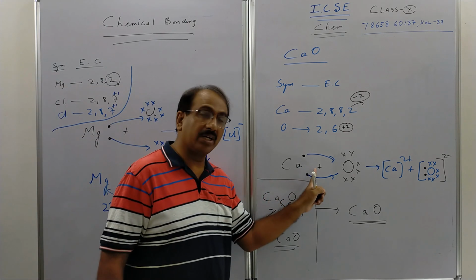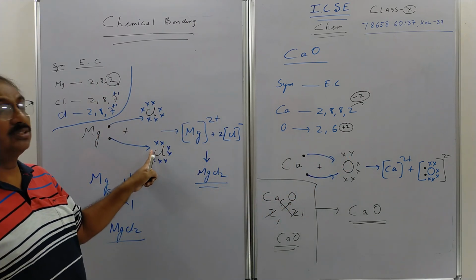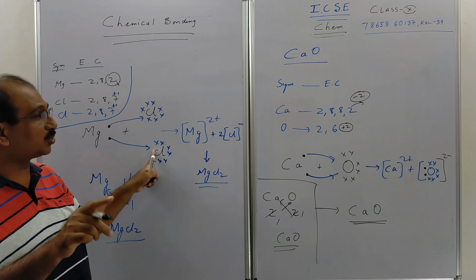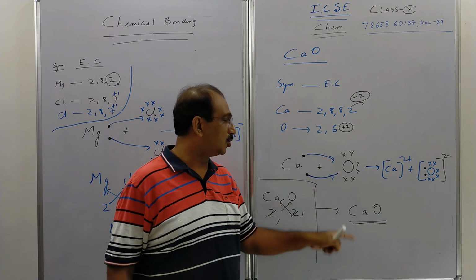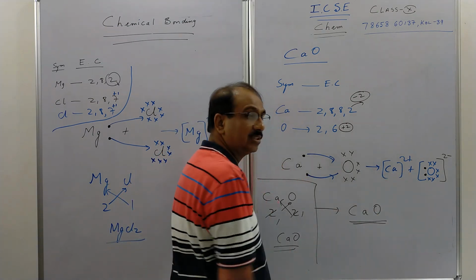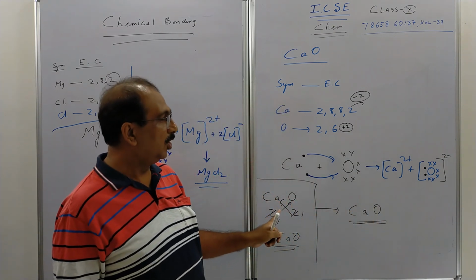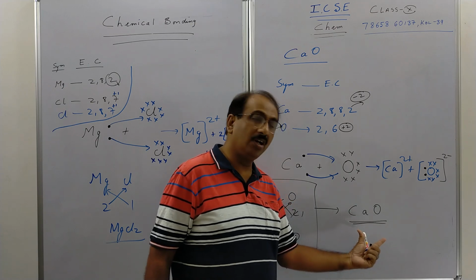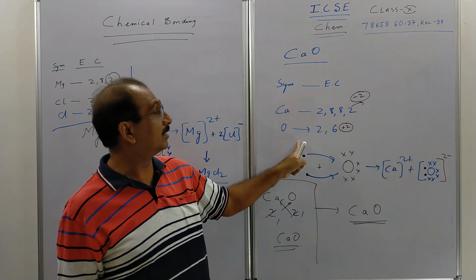But here calcium can give 2, but oxygen is 2 short, unlike chlorine. Chlorine is 1 short, 1 less. Short, not SHOT, SHORT, short. This is 2 short of 8. So both will be given to oxygen. This will become 2 positive, this will become 2 negative. So 1 calcium needs 1 oxygen for getting stable inert gas configuration.